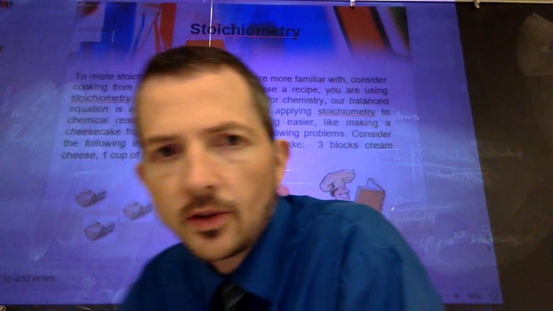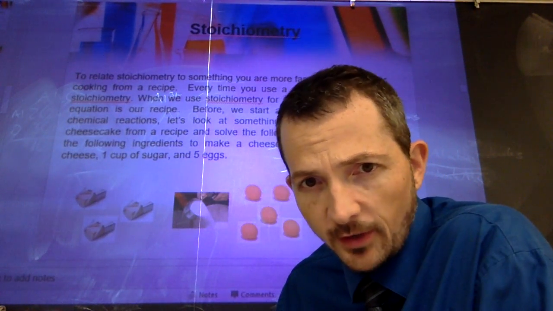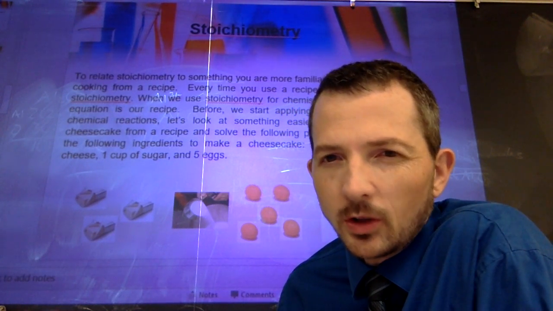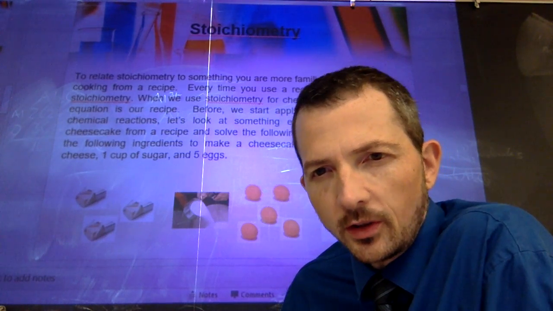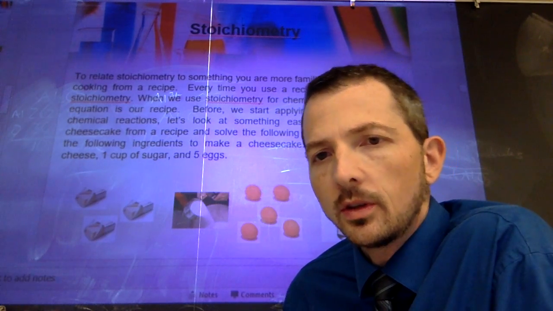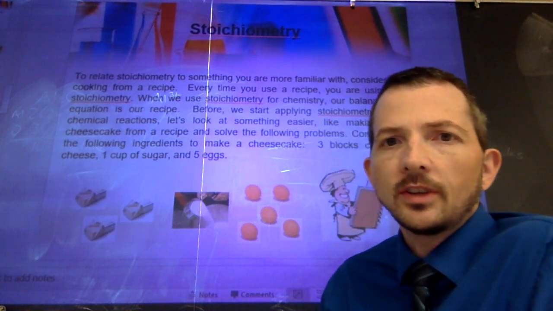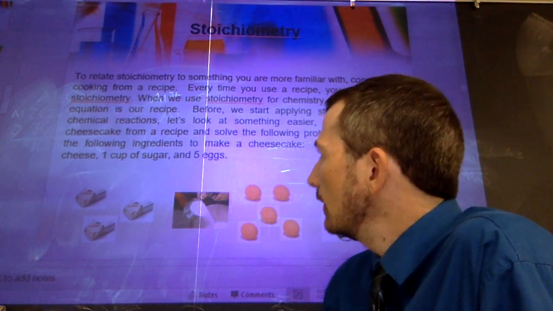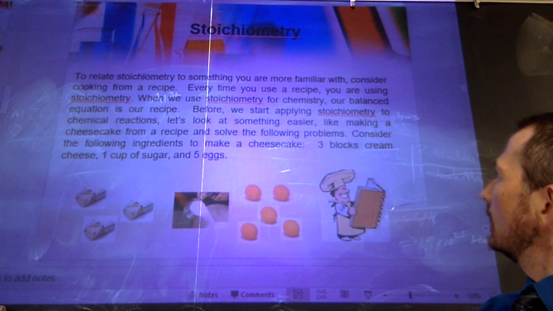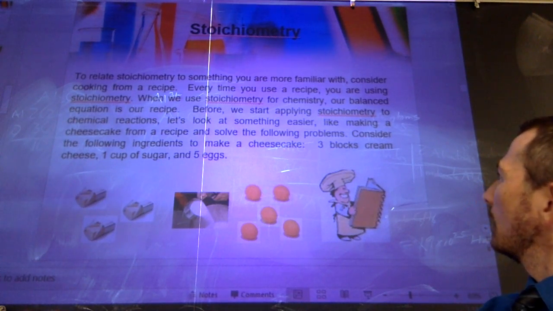So we're going to start off stoichiometry by looking at something that you can relate a little better to, and that's a recipe. And so every time you cook using a recipe, you're using stoichiometry, you're using certain amounts of stuff. So if you want to make so much of a meal, you're using so much of this reagent, so much of this reagent to make what you want to make. So in this case, I have a recipe for a cheesecake. So it says I need 3 blocks of cream cheese, a cup of sugar, 5 eggs, and I'm going to make a cheesecake.